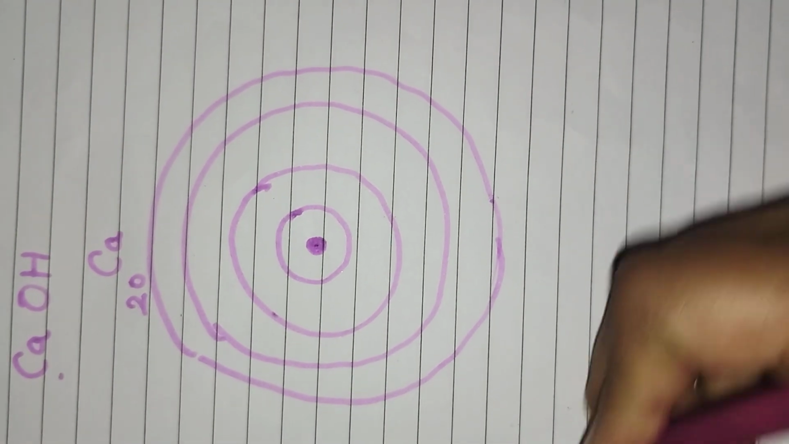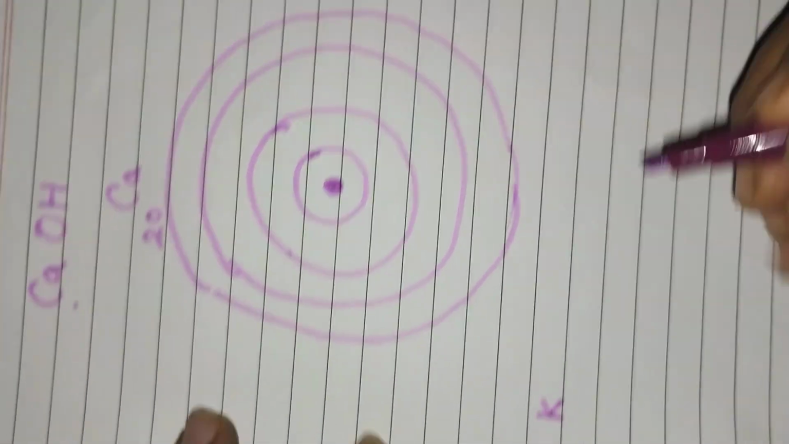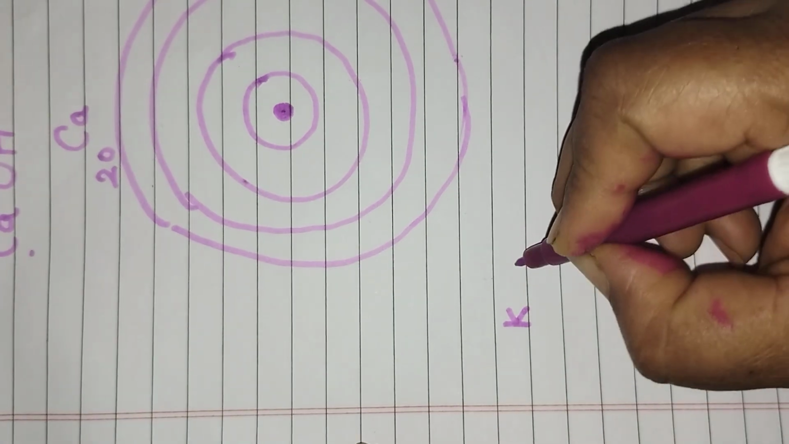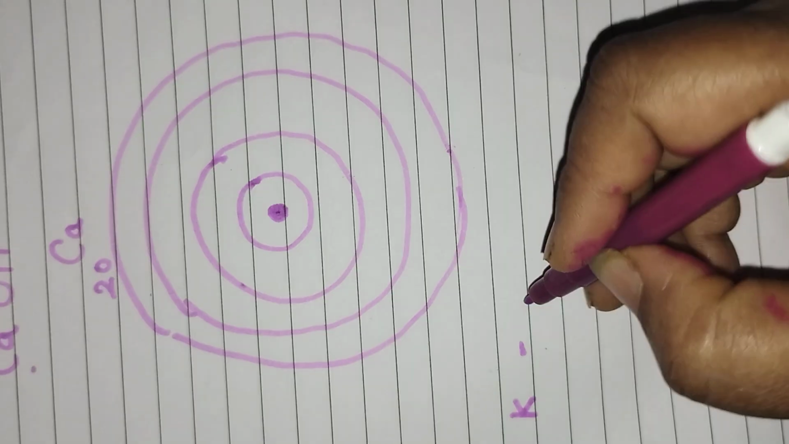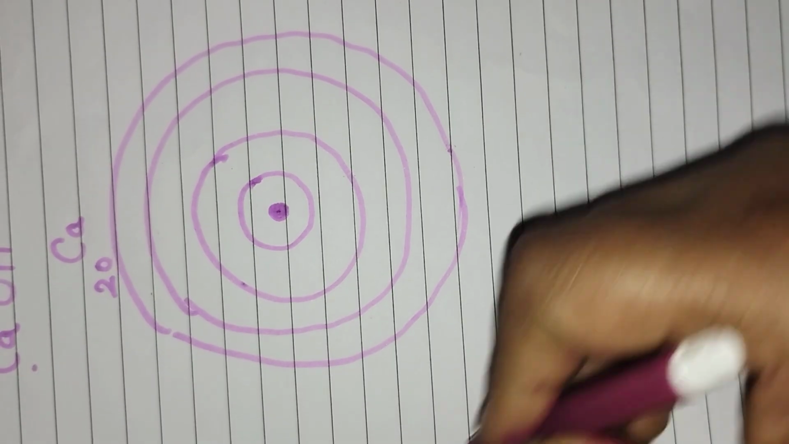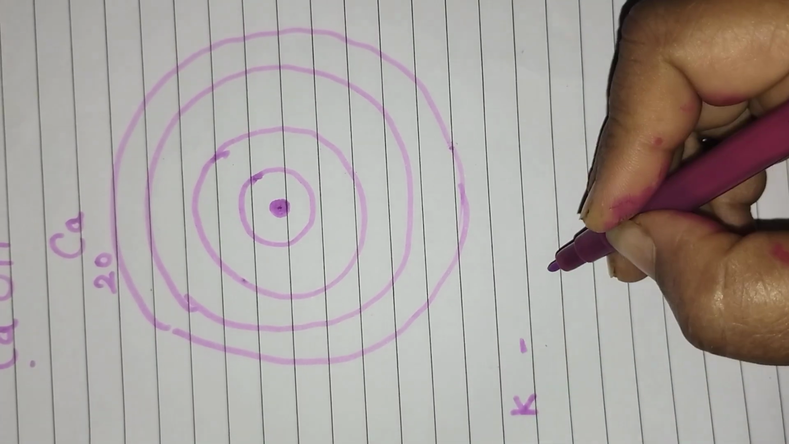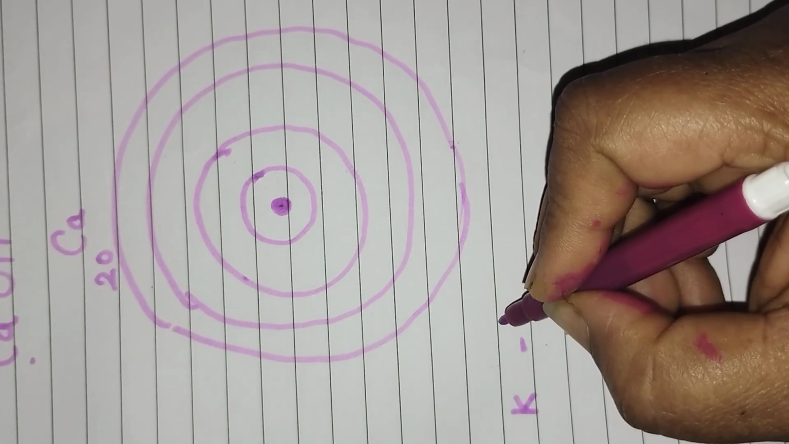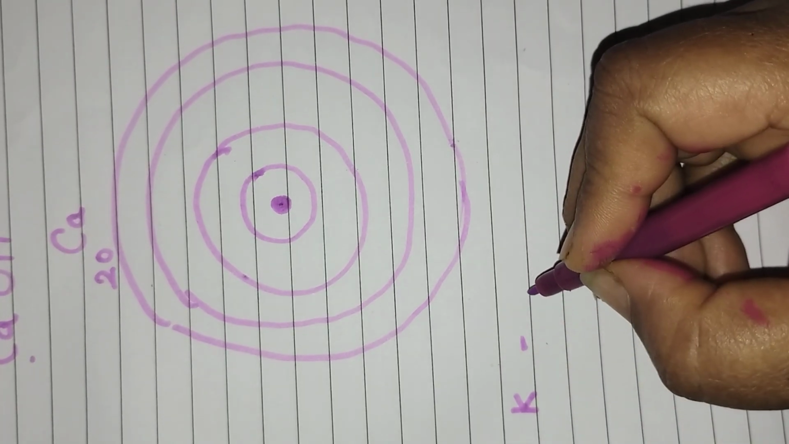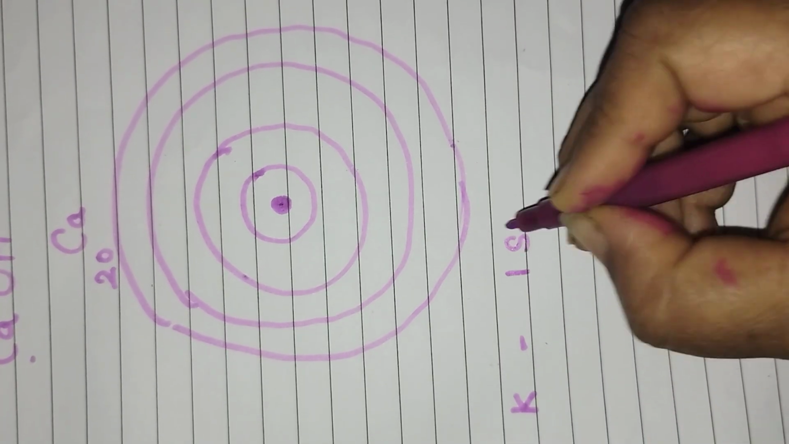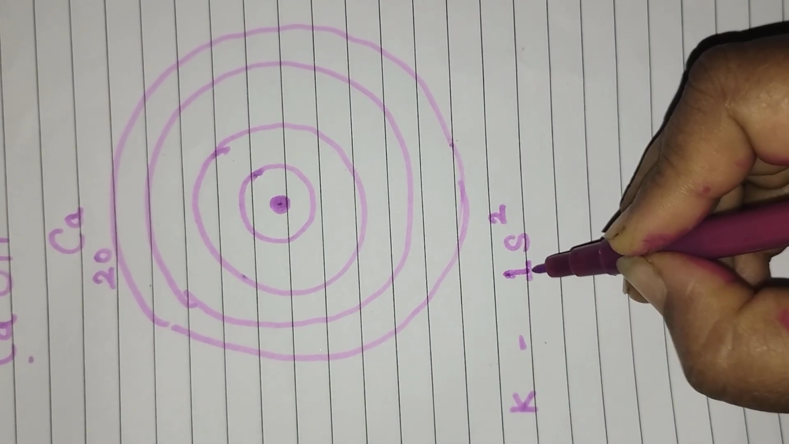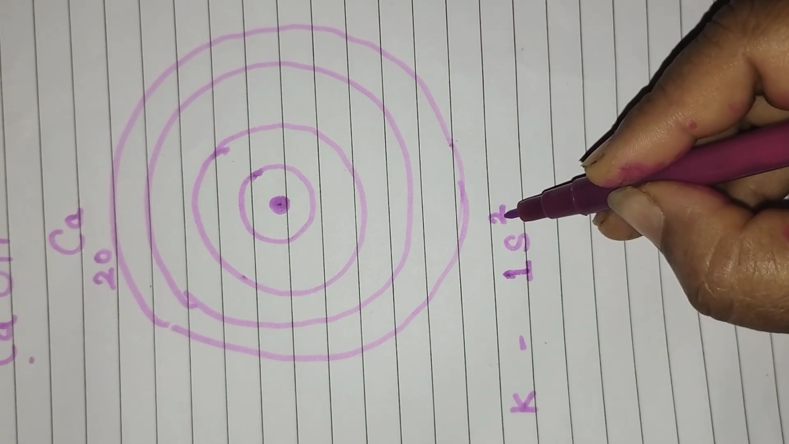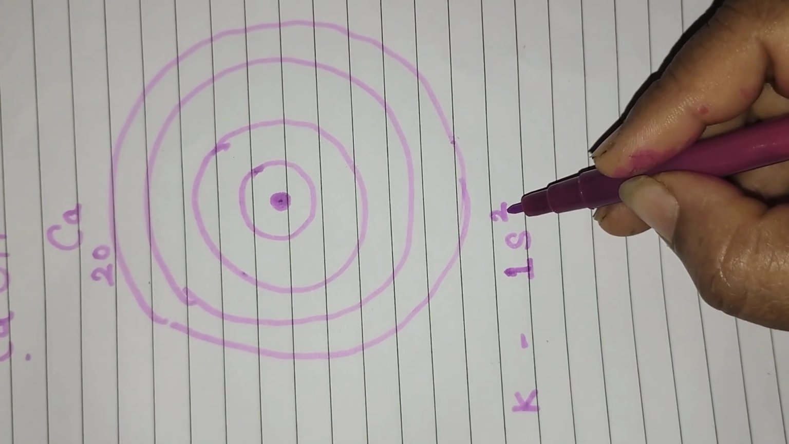Now, according to the Aufbau principle, what is the maximum number of electrons that can be found in the K shell? It is 2, because according to the formula 2n², n is equal to 1. So it should be 2 electrons. So it will be 1s2 in K shell. This number 1 denotes the first shell K, and this 2 indicates the number of electrons.